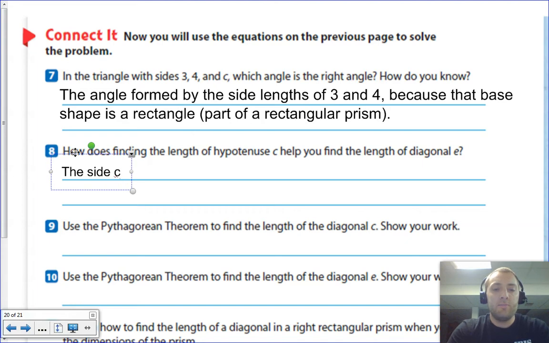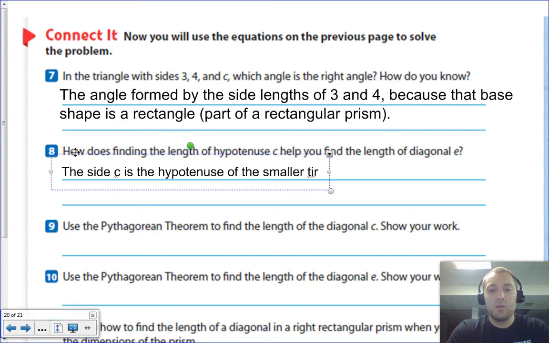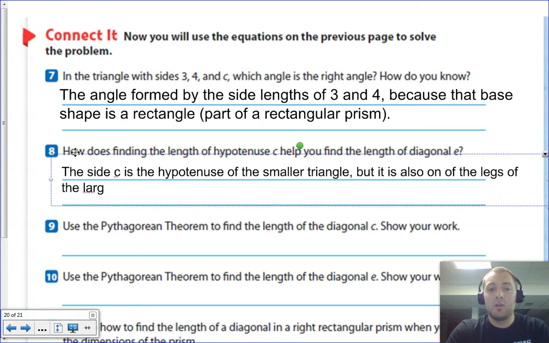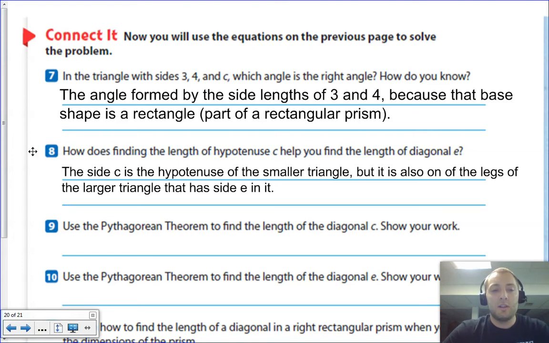Side C is the hypotenuse of the smaller triangle, but it is also one of the legs of the larger triangle that has side E in it. And we're ultimately trying to find side E.